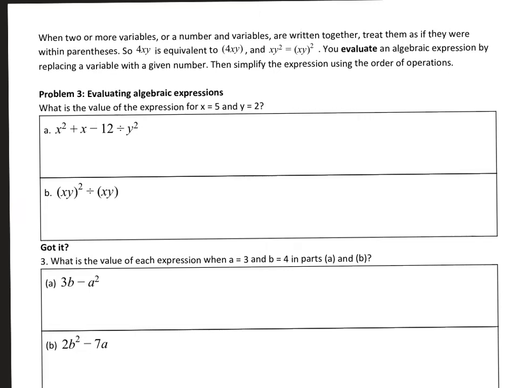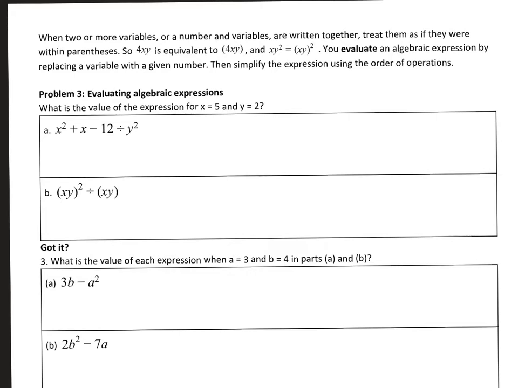Okay, so the last two examples in our notes continue on with the concept of evaluating expressions. This next part talks about when two or more variables, or a number and variables, are written together, we treat them as if they are in parentheses. So when we talk about 4xy, that means 4 times x times y. We can put that in parentheses, okay? Same with xy squared, okay?